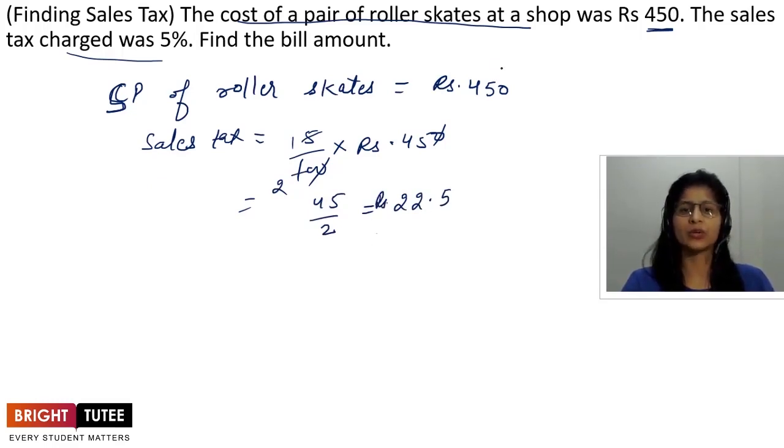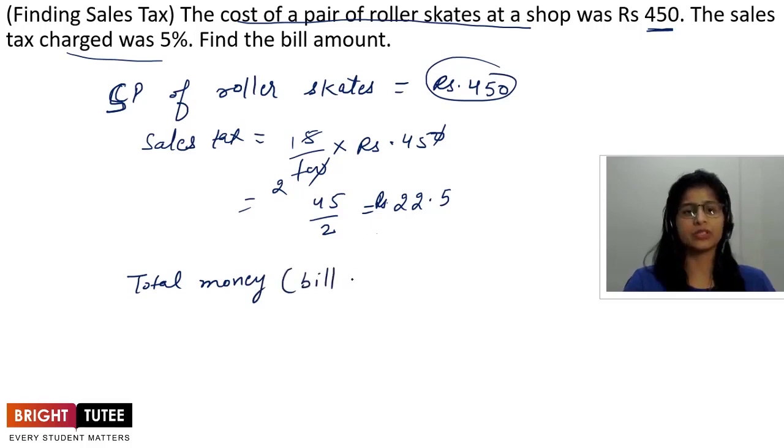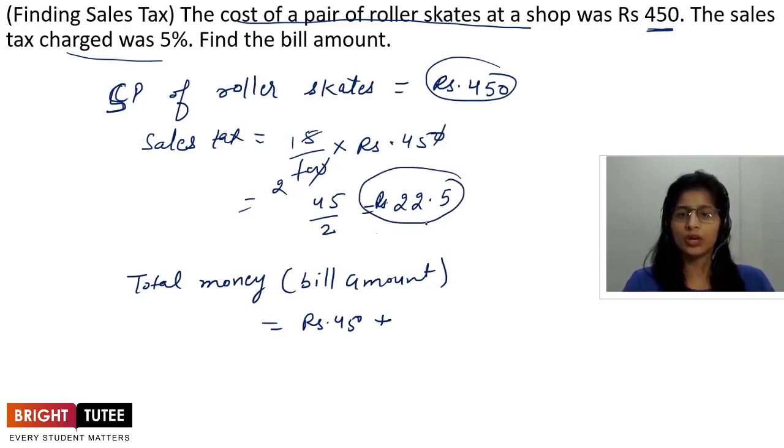So what is the tax that they will add to this bill? The bill amount will be equal to the selling price, that is 450. Also we will pay extra rupees 22.5, and that's compulsory for everyone to pay. So rupees 22.5 we will add and we will get rupees 472.5. So this is the bill amount.